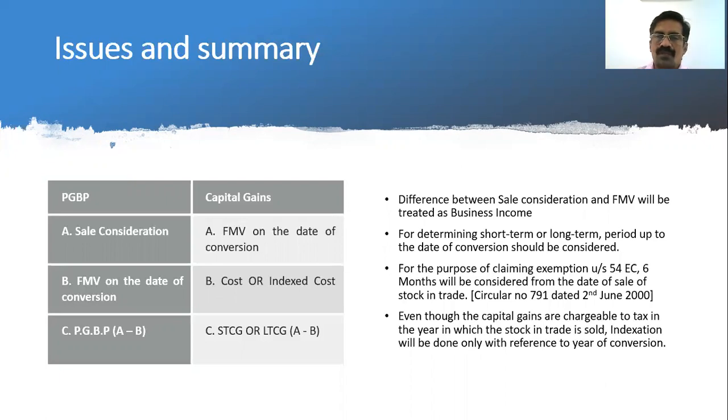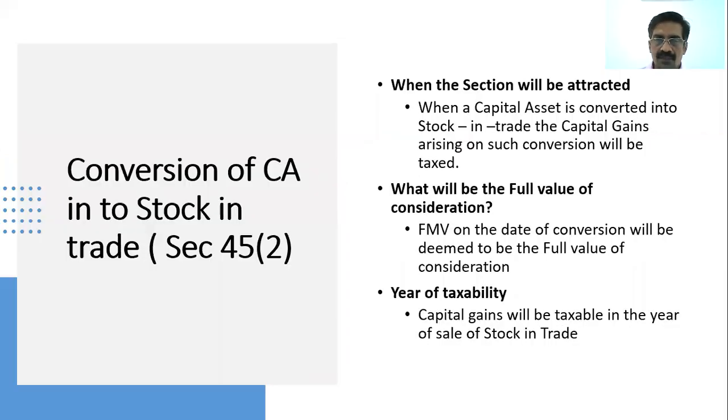Look at the indexation provision. Indexation provision says indexation will be done on the basis of cost of acquisition multiplied by index of the year of transfer divided by index of the year of acquisition. Now, capital gains here is going to be taxable in the year of sale of stock in trade. But transfer is when you convert the capital asset into stock in trade. So normally the year of transfer and year of taxability will be the same. But what is going to happen in 45(2) is that year of transfer and year of taxability are going to differ. At least in examination, 100% will differ.